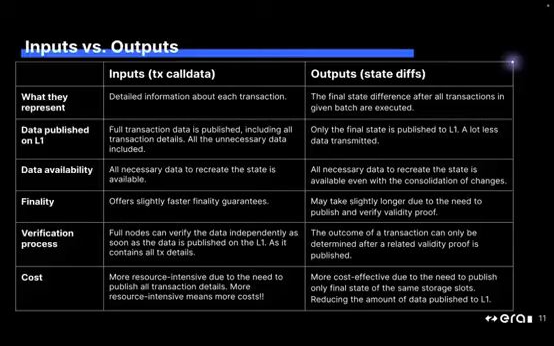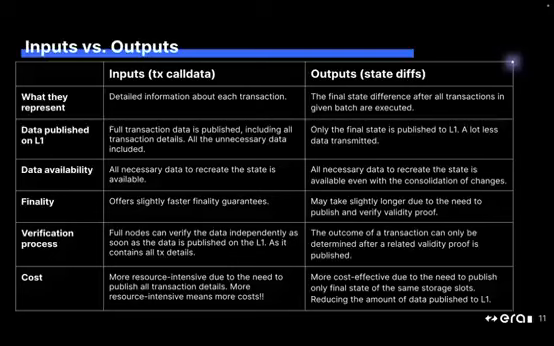Kind of going through each, you probably already have a pretty good understanding, but detailed information about each transaction is what inputs represent, whereas in outputs, the final state difference after all those transactions in a given batch are executed is what is published. Again, the data published to the L1 for inputs, it's that full transaction detail. That's a lot of data. Whereas in outputs, we only publish the final state to L1. A lot less data is transmitted.